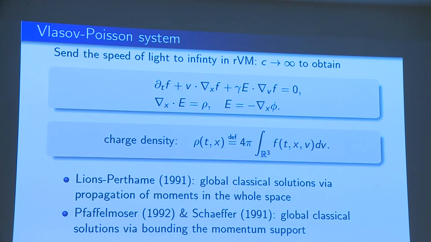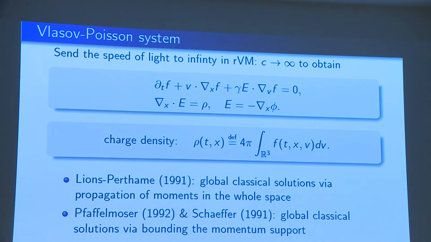And then at the same time, roughly, you have this Pfaffenmoser result from '92 and Schaefer's simplification of Pfaffenmoser's proof from '91. You have to explain why the simplification was published before the actual paper, but it was. He has global classical solutions via bounding the momentum support.